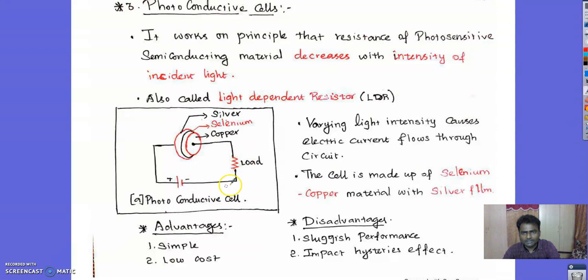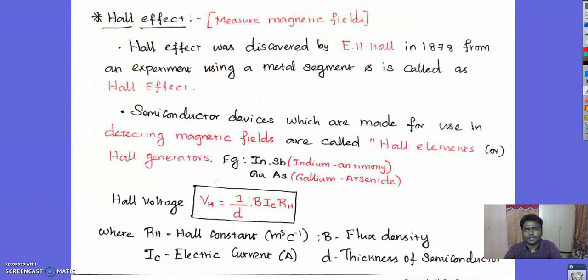As I said earlier, it is given to the load through a supply. Why? Because it is a passive transducer. It needs some external supply. The advantages are that it is simple and low cost. It looks very small. The disadvantage is that it has a sluggish performance. There may be some sluggish performance due to improper working of the transducer, and the hysteresis effect will be there in these photoconductive cells. And this is what I wanted to say about photoconductive cells.